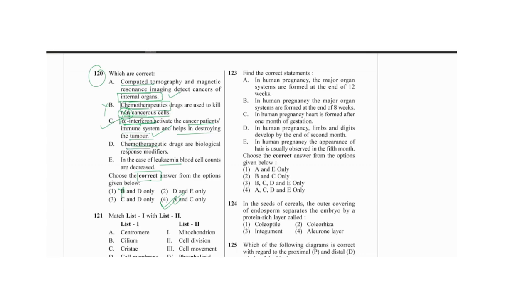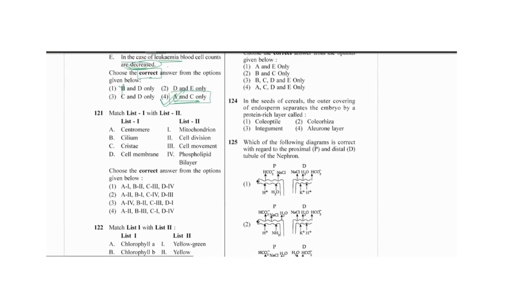So chemotherapeutic drugs are biological response modifiers. Okay, and in case of leukemia, blood cell counts are decreased. That is also correct, but the combination would not be given for all, they are asking for it. So in the fourth option, A and C both are absolutely correct.